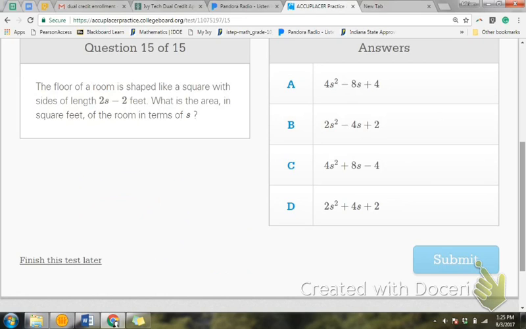Then it says, what is the area in square feet in terms of s? What is the area of a rectangle or a square? Don't think too hard. All the sides together, that's the perimeter. Area is length times width. There are two dimensions, length and width. In this square, it's the same, so you just need to take two of the sides: 2s minus 2 times 2s minus 2. Multiply those out.